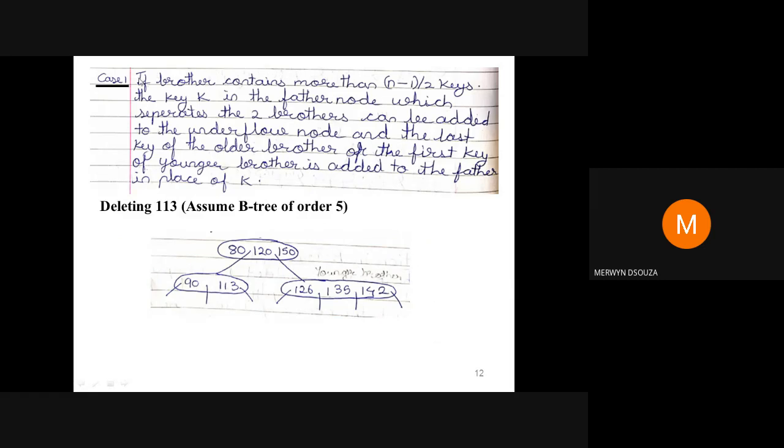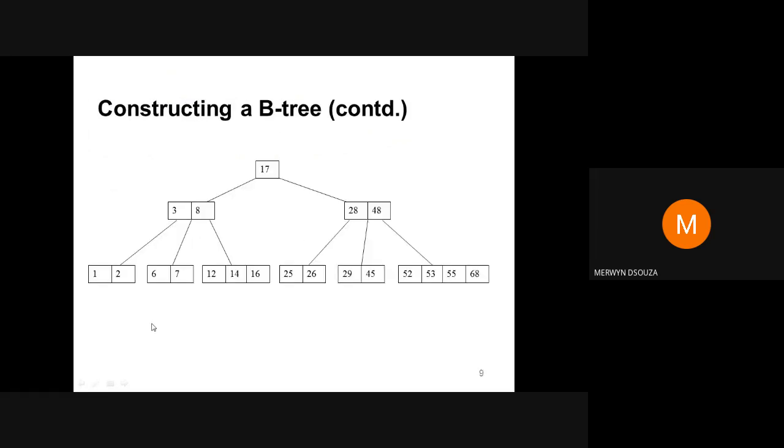So let's see the first case. You can just read this. The first case says, if the brother contains more than (n minus 1) divided by 2 keys, the key k in the father node, which separates the 2 brothers, can be added to the underflow node, and the last key of the older brother or the first key of the younger brother is added to the father in place of k. Now what do you mean by older brother and younger brother?